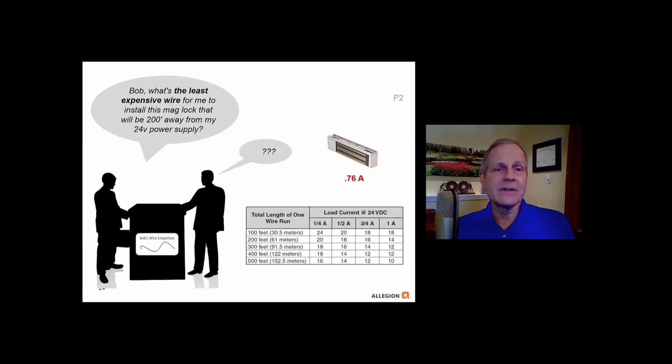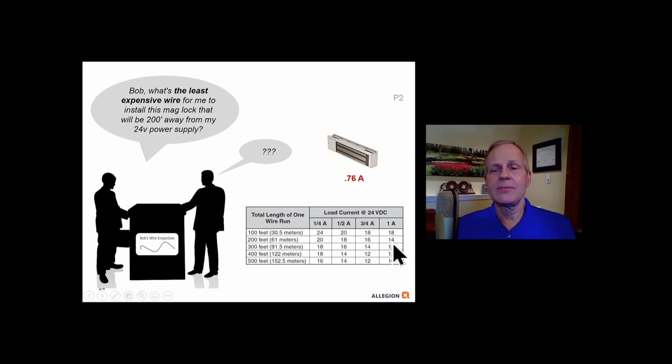All right, so another question the technician has for the supplier is, Bob, I want to know what is the least expensive wire for me to use to install a maglock. And the maglock is going to draw 0.76 amps of current. That's a little more than 3/4 of an amp. And it's 200 feet away from the power supply. All right, so we've got to look for 0.76 amps. So we can't use the 3/4 amp column. We've got to go up to 1 amp. We know it's 24 volts, so that's according to this chart, and it is 200 feet away.